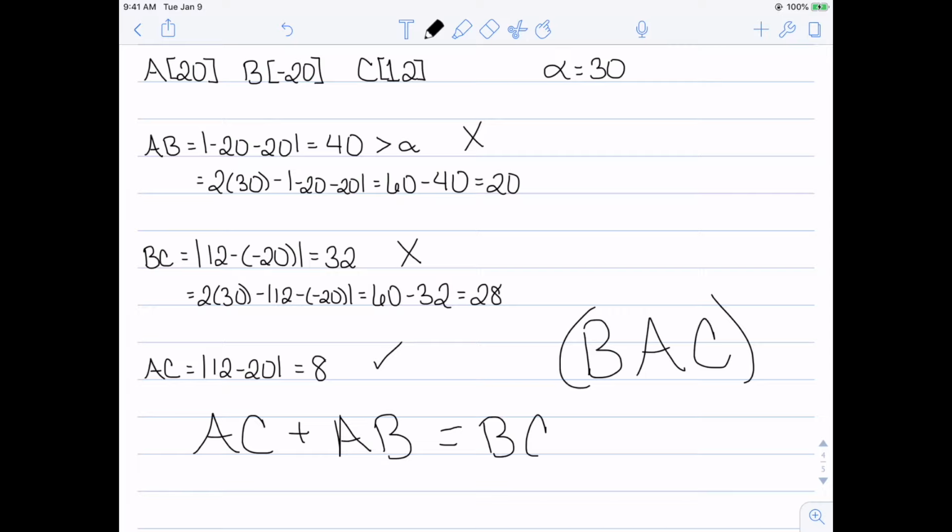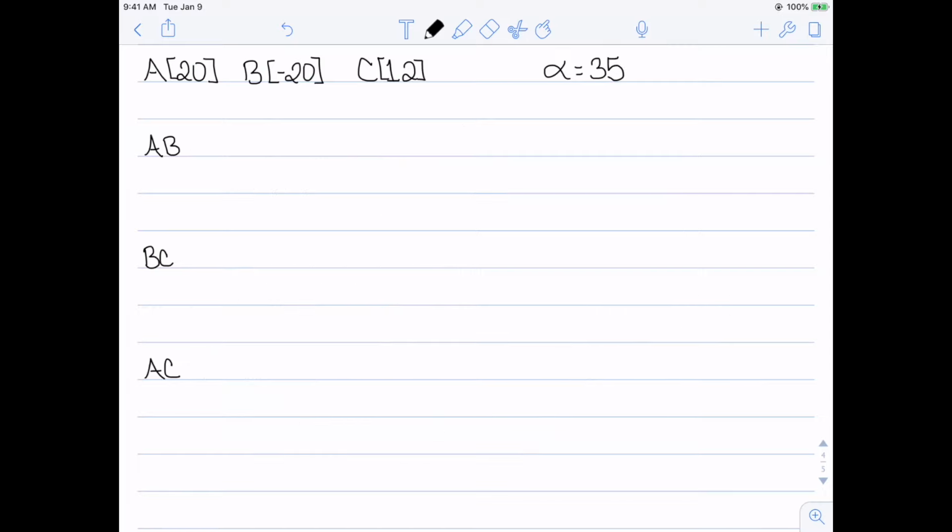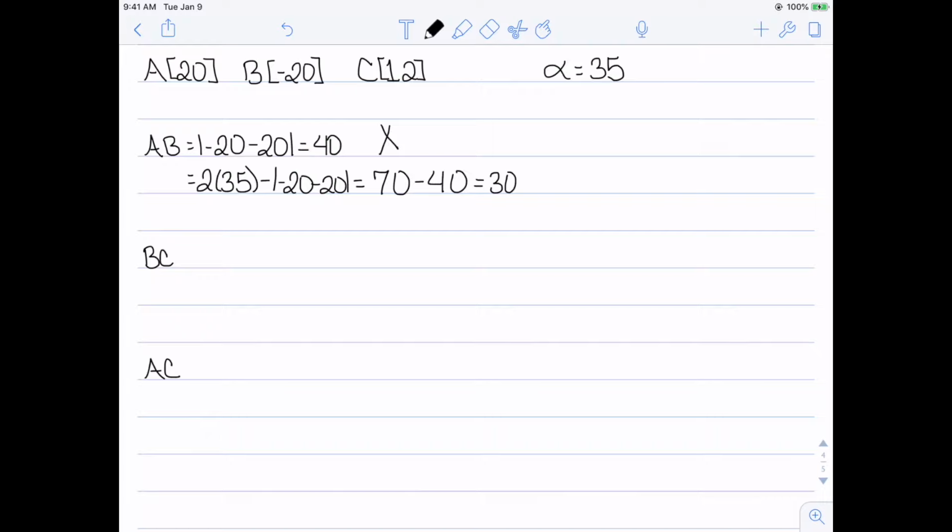Let's look at another one. So I'm going to consider the exact same points, but this time alpha is equal to 35. So let's start with AB. The absolute value of negative 20 minus 20 is 40, which is still bigger than 35. So we need to use our other method. We have 2 times alpha, which is 35, minus this absolute value. So that gives us 70 minus 40, which is 30. So in this case, the distance between A and B is equal to 30.